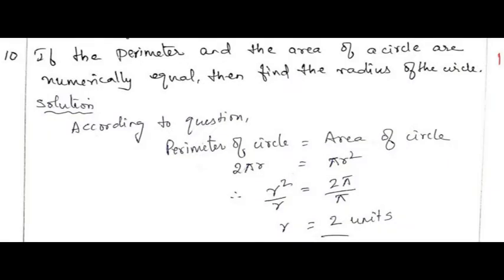Question number 10. If the perimeter and the area of a circle are numerically equal, then find the radius of the circle. Equate the perimeter of the circle to the area of the circle. 2 pi r is equal to pi r square, and we get r is equal to 2 units.